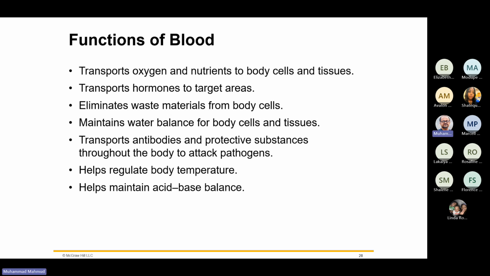Two major parts: cellular components and liquid components. So there are three types of cells we find in blood: erythrocyte, that is red blood cell, leukocyte, white blood cell, and platelets, that is the thrombocyte. Liquid component constitutes plasma, mostly water, 99%, and other solids dissolved in that.